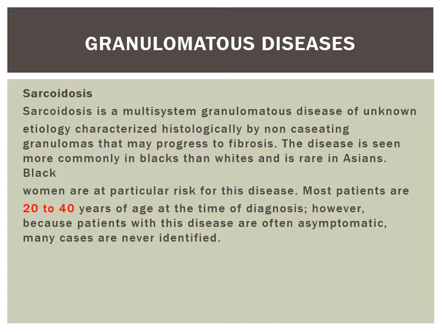Now we are going to granulomatous disease. The most common is sarcoidosis. Sarcoidosis is a multisystemic granulomatous disease of unknown etiology, characterized by non-caseating granulomas that may progress to fibrosis. The disease is seen more commonly in blacks and is rare in Asians. Most patients are 20 to 40 years of age at the time of diagnosis. However, because many patients are asymptomatic, many cases are never identified.